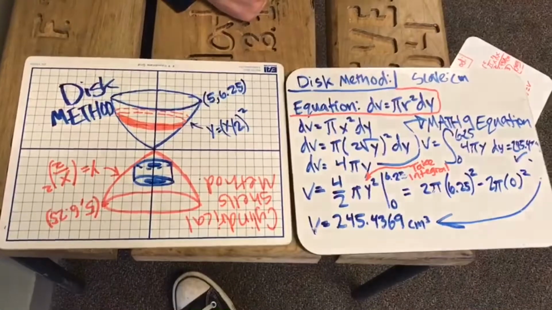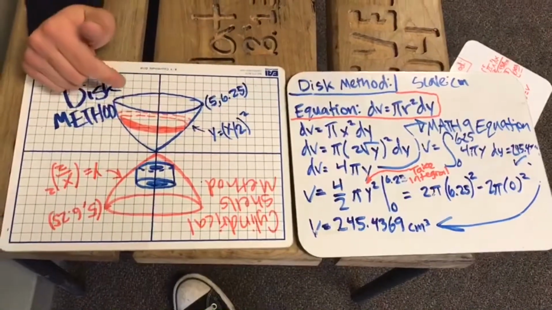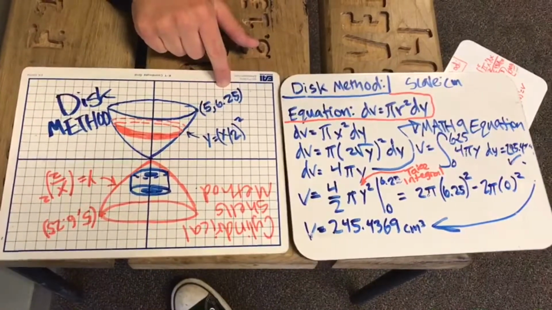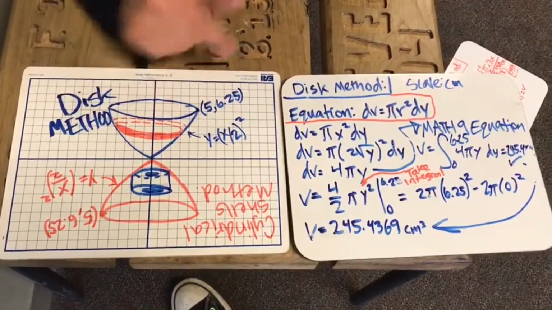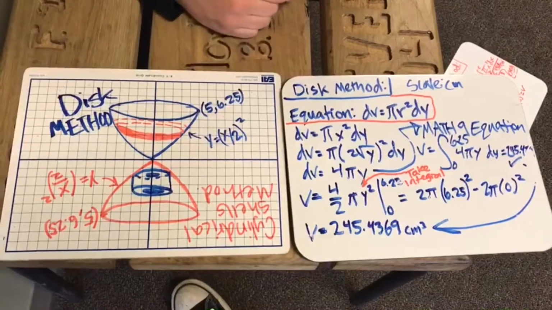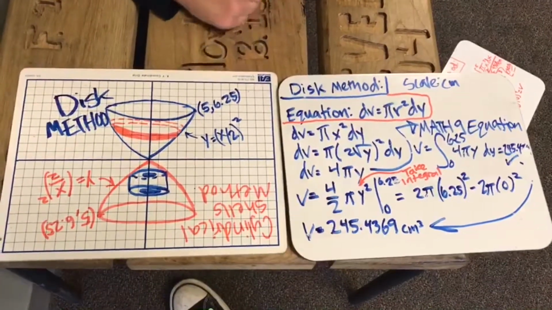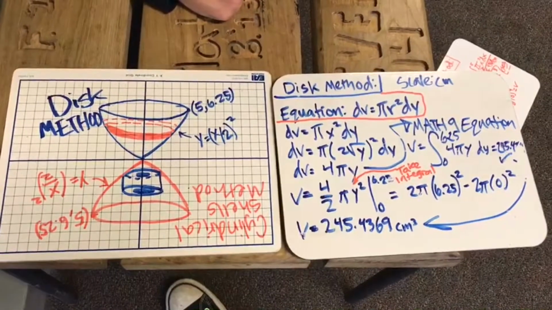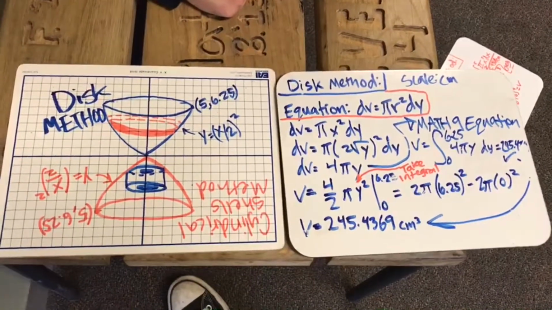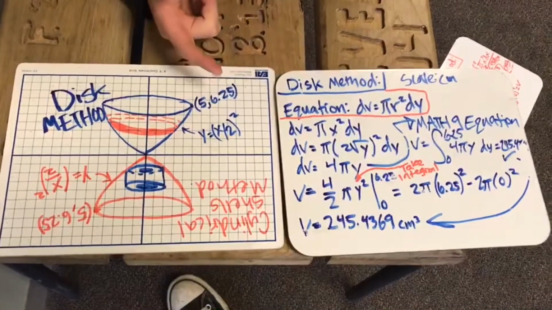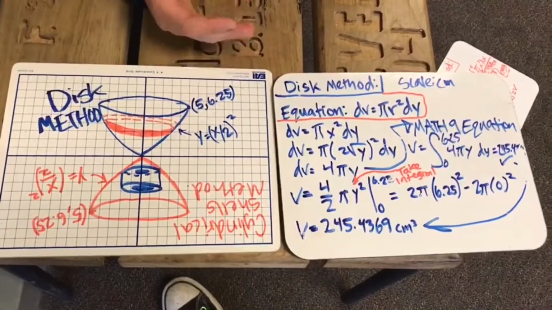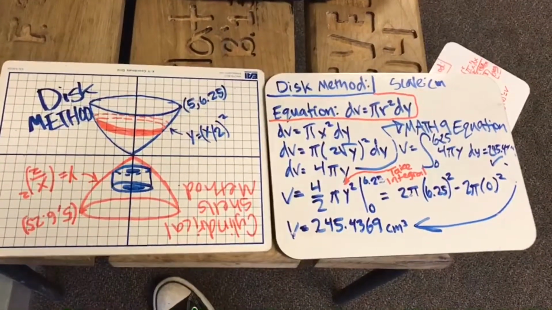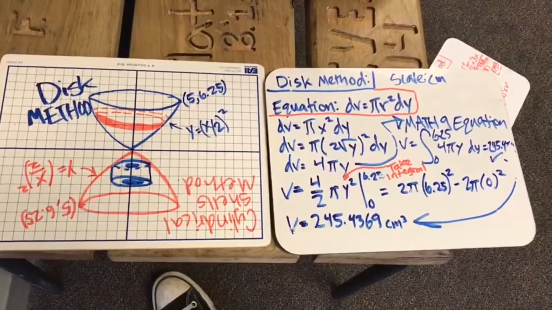And since it's a dy equation, you look along the y-axis for your limits of integration. We see it starts at 0 and goes up to 6.25. So it's going to be from 0 to 6.25 when you plug it into Math 9. To do it the long way, you take the integral of 4 pi y, which ends up being 2 pi y squared. And you plug 6.25 in and 0 in, just like in the last one, and find the difference, and find out that the volumes are the same.